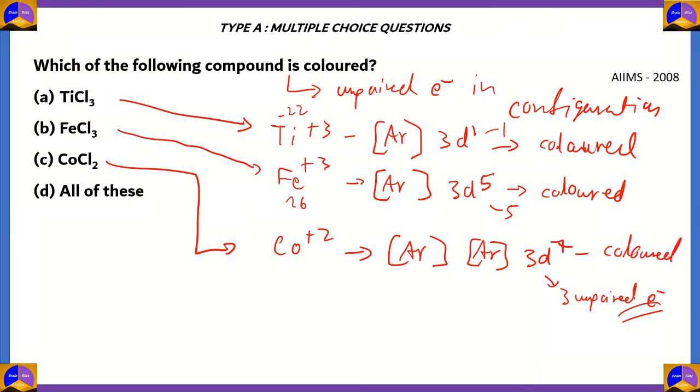So you can see that TiCl3, FeCl3, and CoCl2, all of these are colored compounds. Therefore, the right option must be option D, all of these. If you were to choose only one of these options, that would make the other two options incorrect. So the most appropriate answer here is option D, all of these. And that's why it is the correct option.